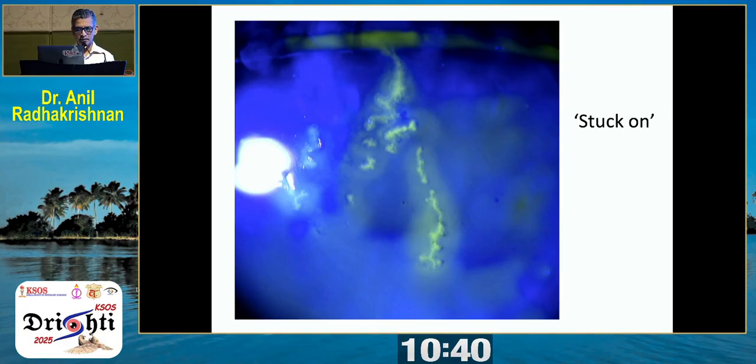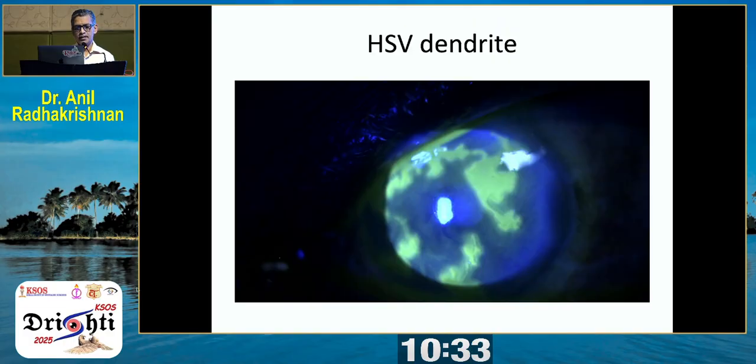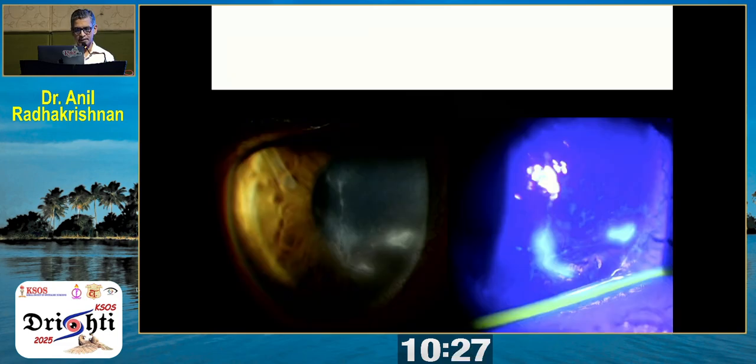It is not a classical terminal bulb, it looks very much like a terminal bulb. So don't go too much into that. But it has a characteristic stuck-on appearance, in contrast to an HSV dendrite, which has a more branching pattern, and terminal bulbs are very well seen. So this is another patient in whom we have a dendrite.